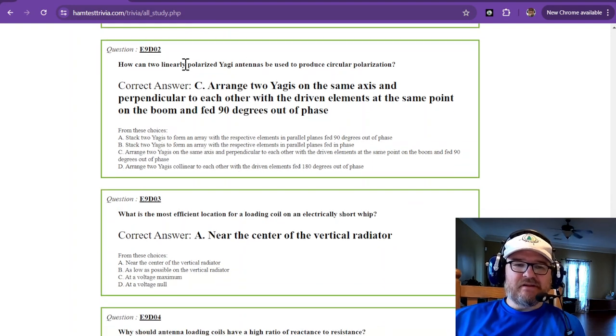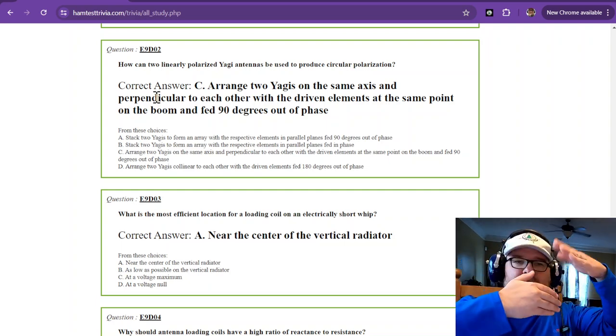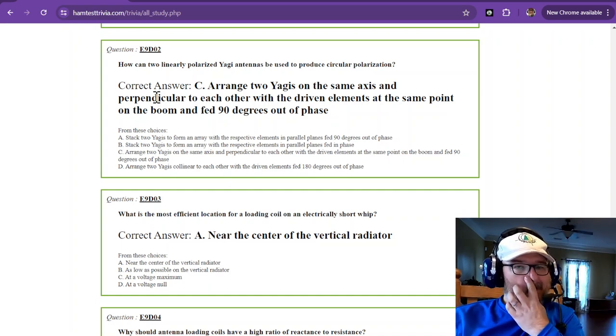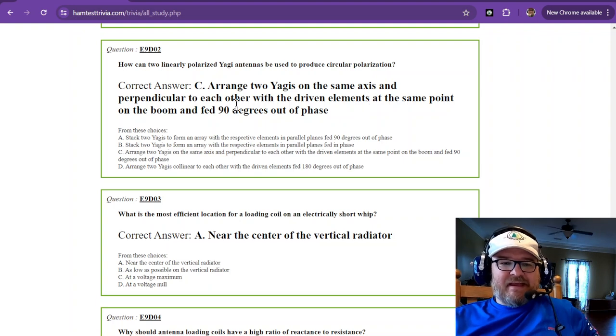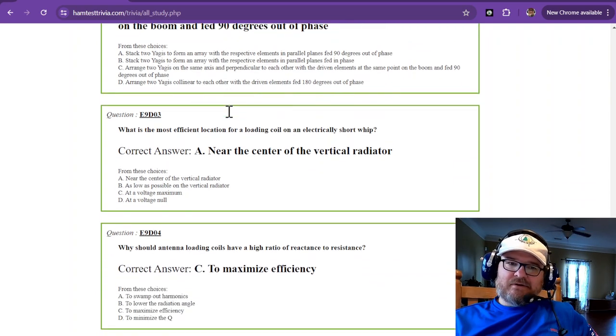How can 2 linearly polarized Yagi antennas be used to produce circular polarization? That is to arrange 2 Yagis on the same axis and perpendicular to each other. So one vertical, one horizontal. The other way around. One vertical, one horizontal. Driven elements at the same point on the boom and fed 90 degrees out of phase. Just going to have to remember that one.